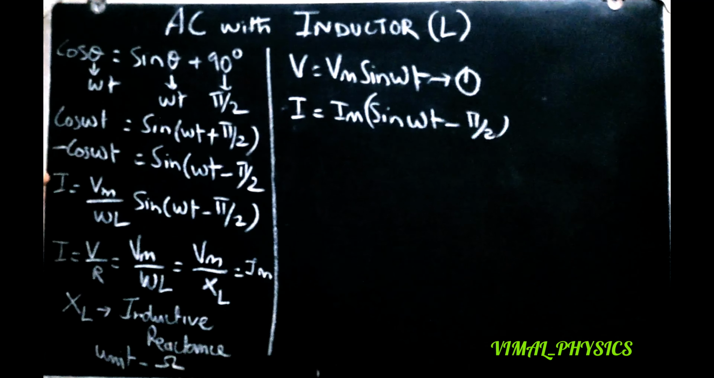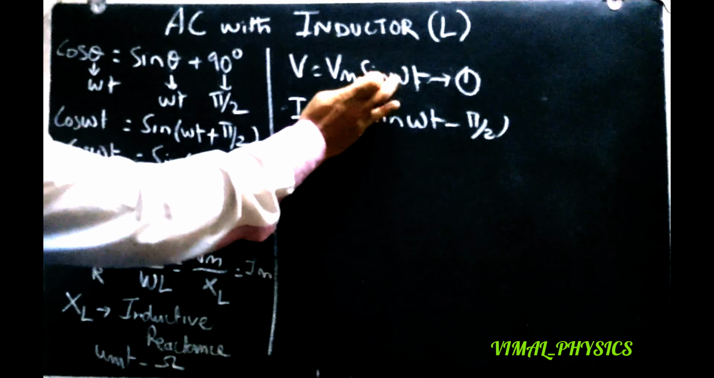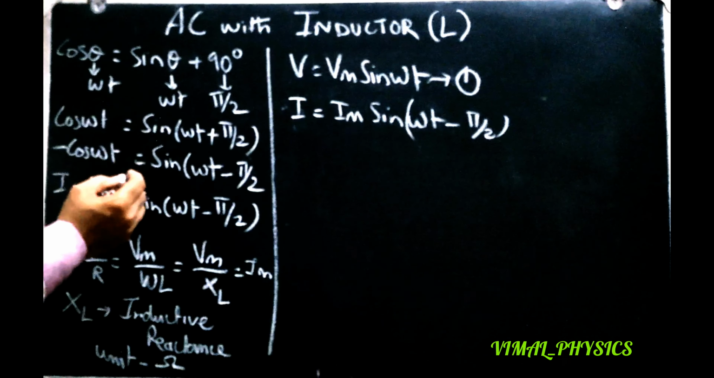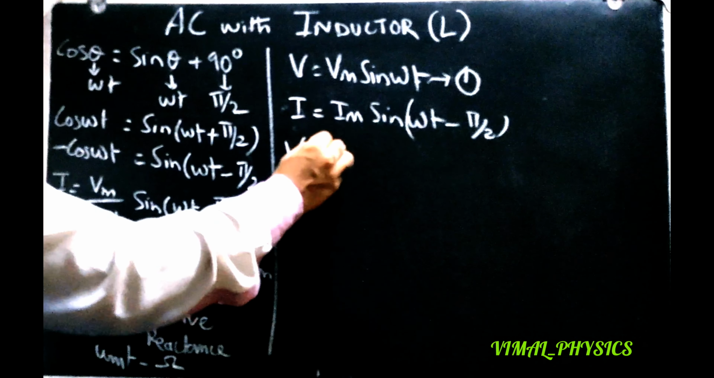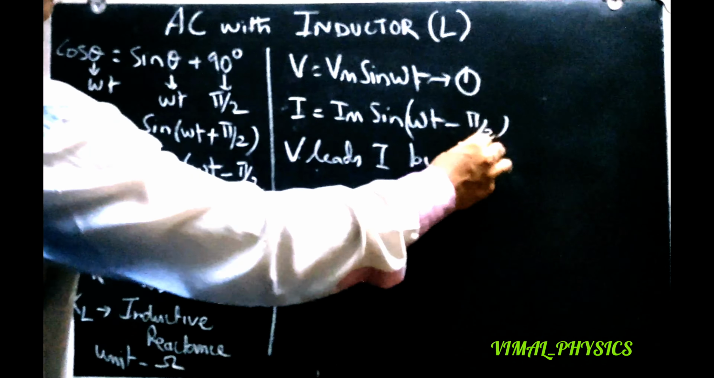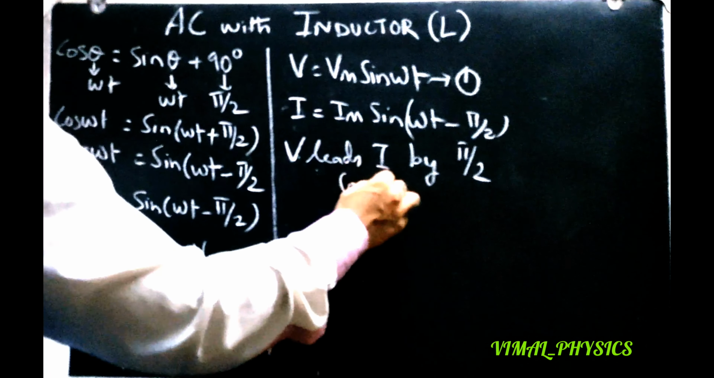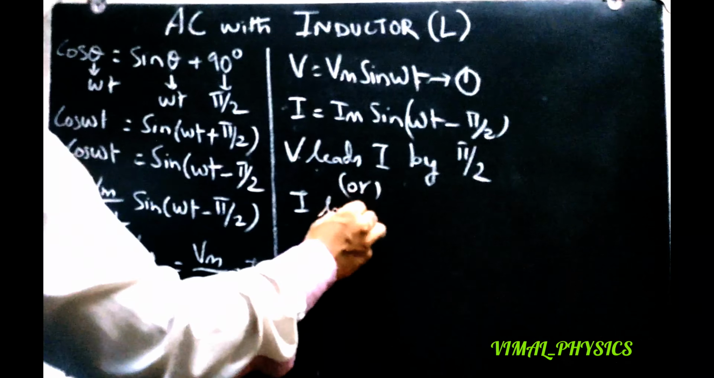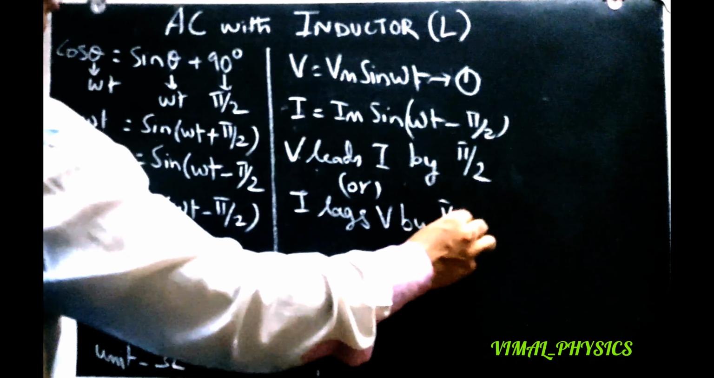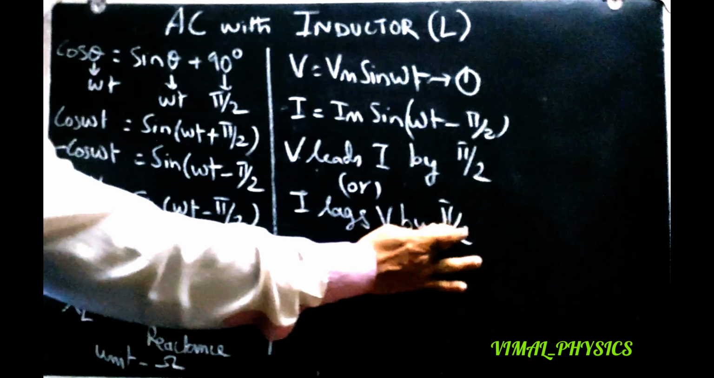Now when I am looking into it, we will see that the current curve is lagging the voltage curve by a phase of pi by 2. That's what I am going to tell. Therefore, voltage leads current by pi by 2, or current lags voltage by pi by 2. So this is the expression we are doing.